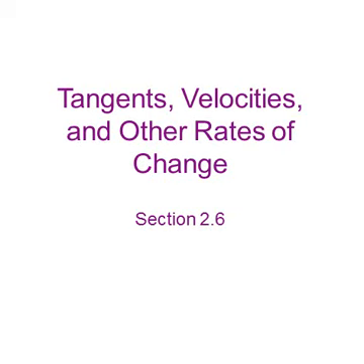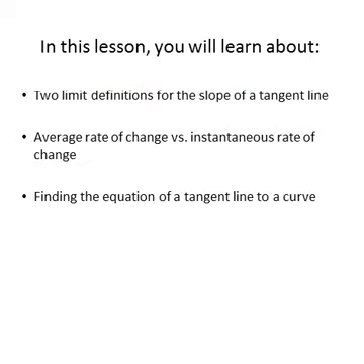Welcome to the lesson on section 2.6, Tangents, Velocities, and Other Rates of Change. In this lesson, you'll learn about two limit definitions for the slope of a tangent line, average versus instantaneous rate of change, and finding the equation of a tangent line.